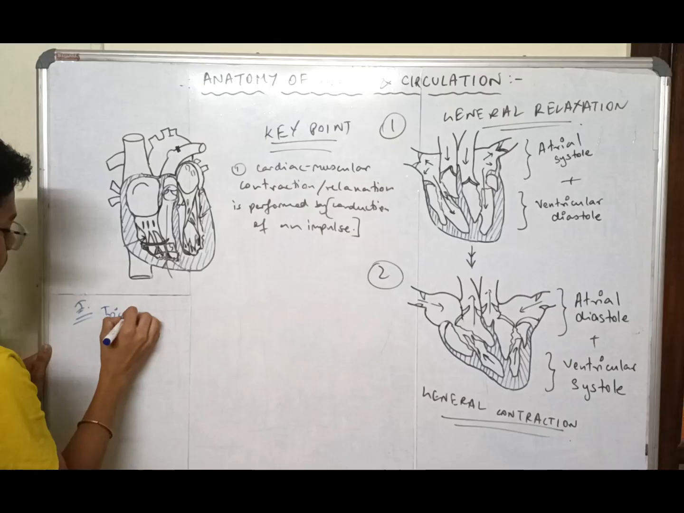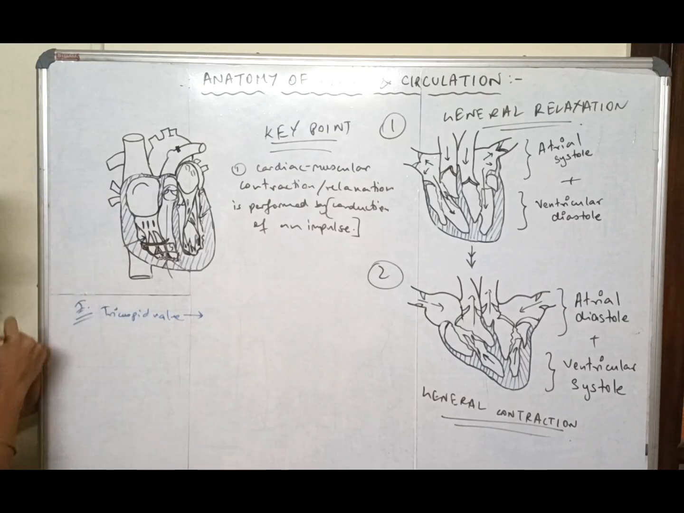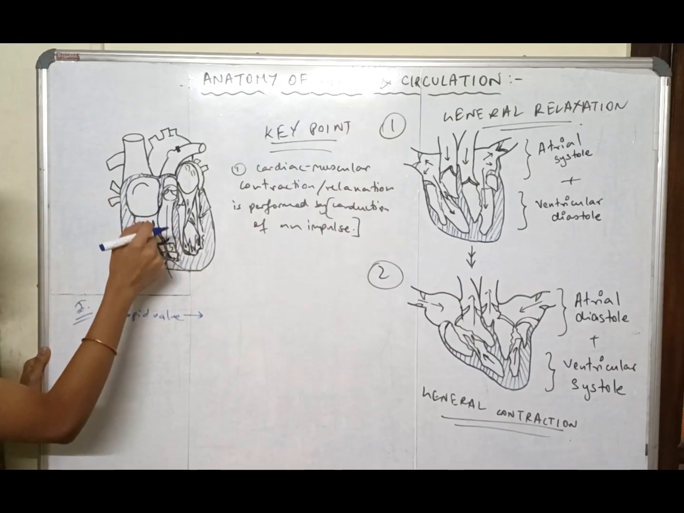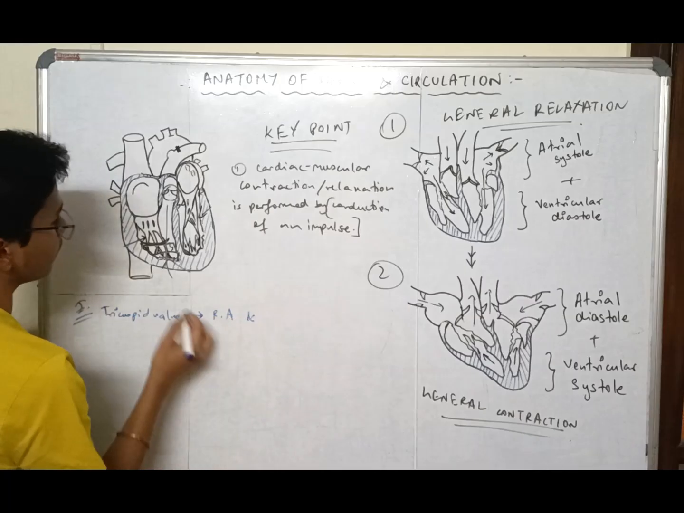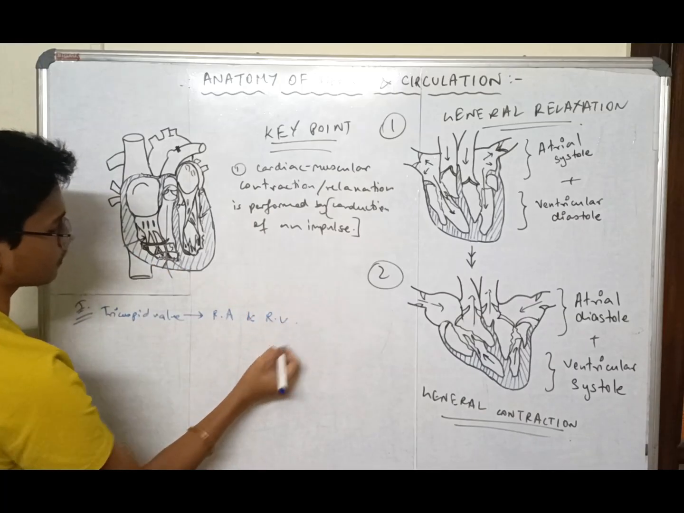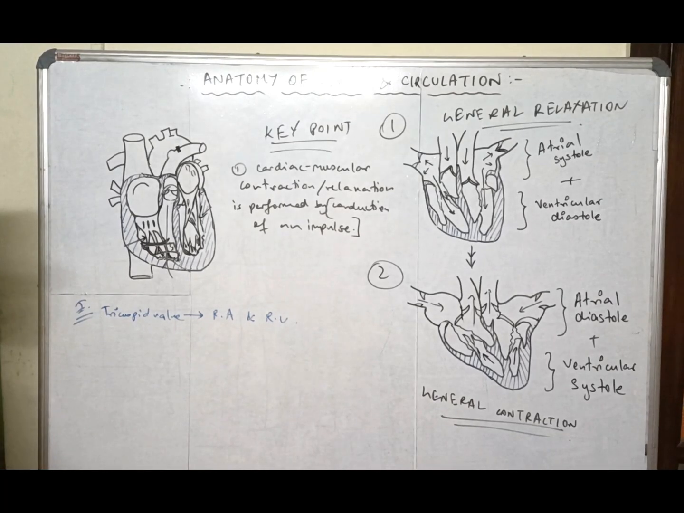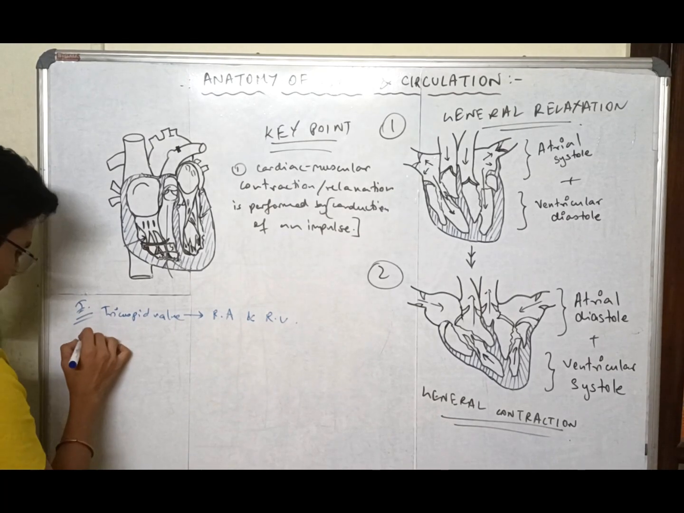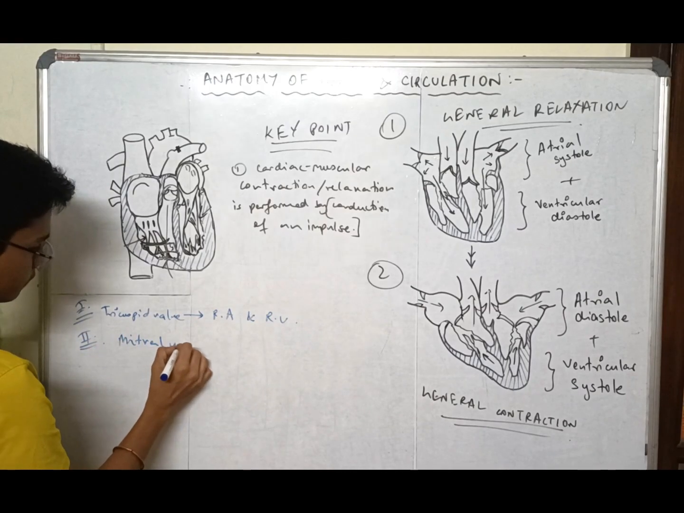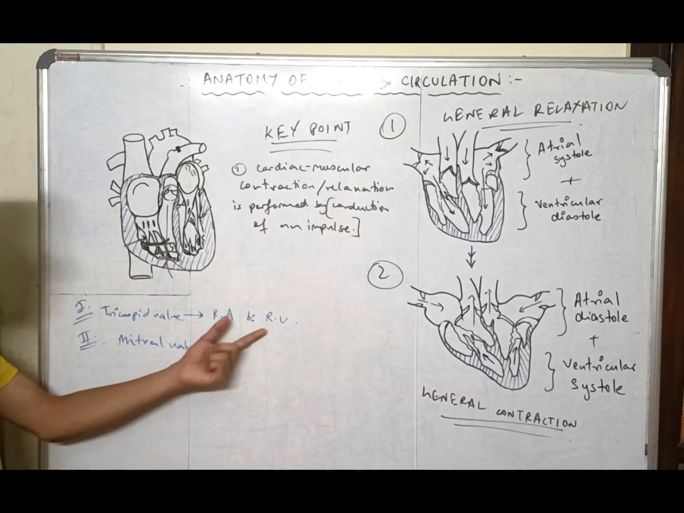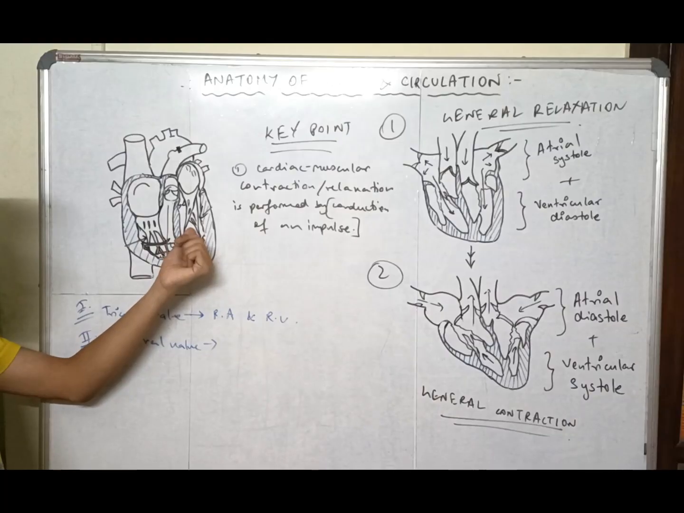If you do see it, first point is the tricuspid valve. Tricuspid valve serves the junction between the right atrium and the right ventricle. Okay. Secondly, the mitral valve or the bicuspid valve. The mitral valve serves the junction between the left atrium and the left ventricle.